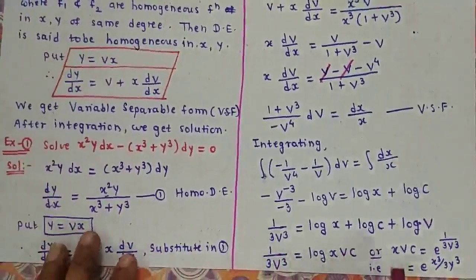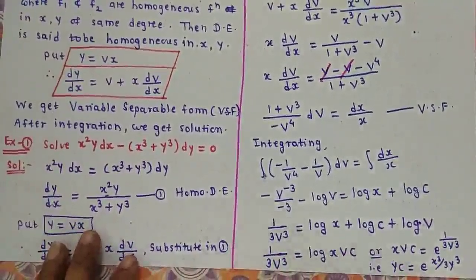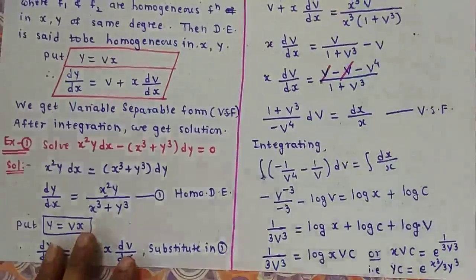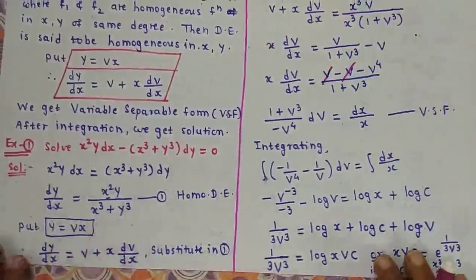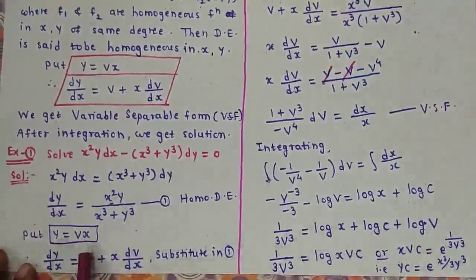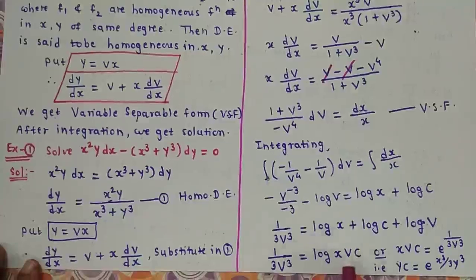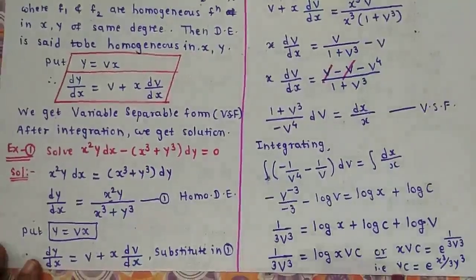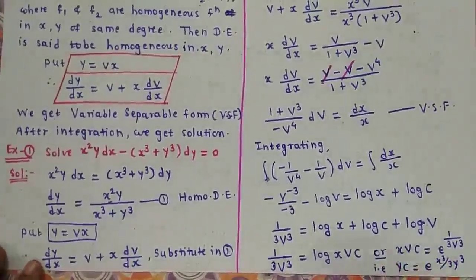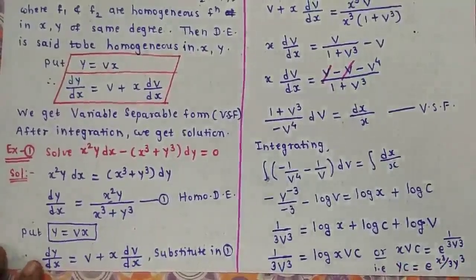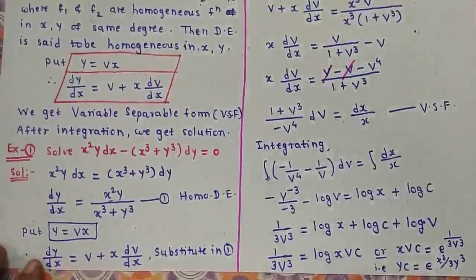So in this way we obtained the solution, and finally we substitute the value of v. So see here, since y equals vx, v equals y upon x. So finally we replace this v by y upon x, and so we get the required solution. Now let us see the next example.